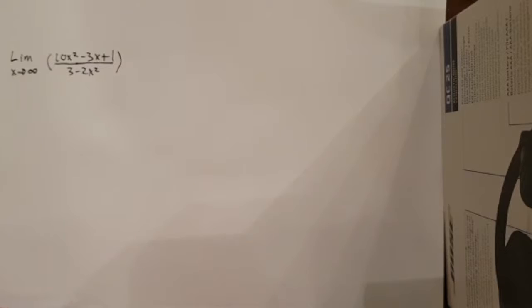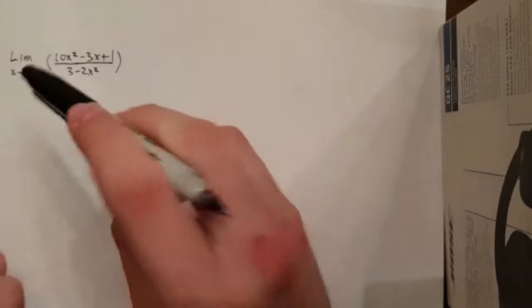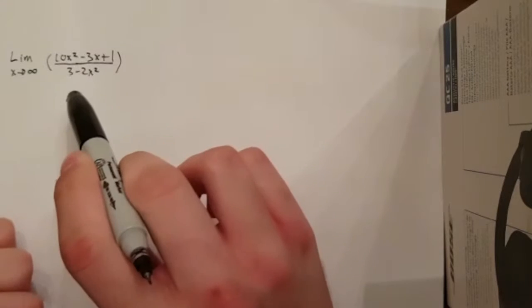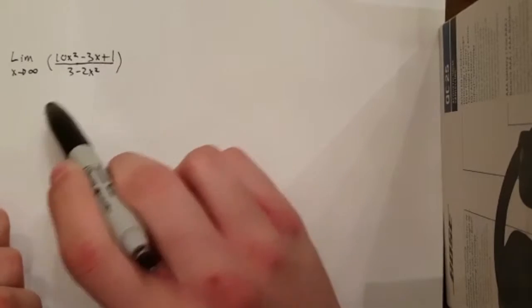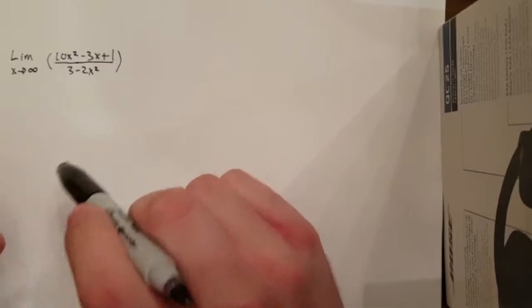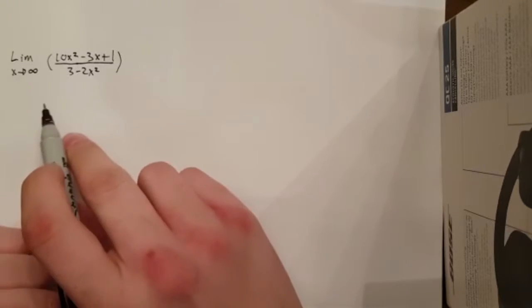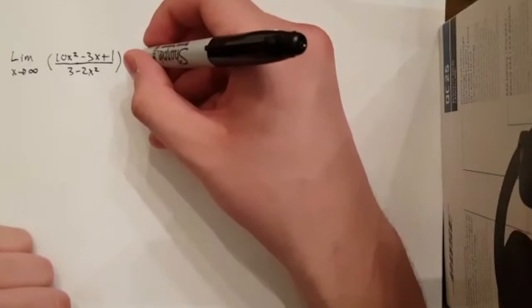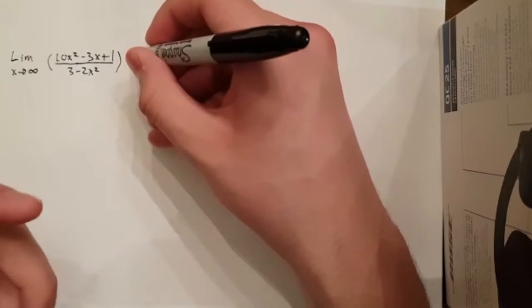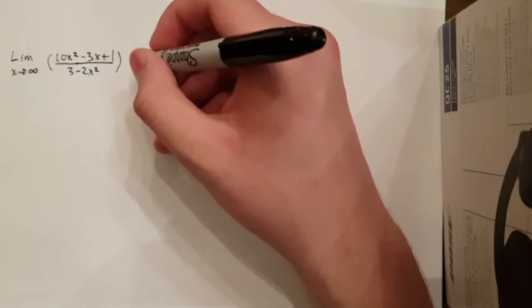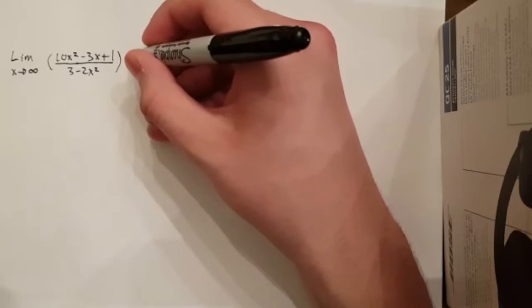Hi, today we're seeing how to solve a problem of limits. The problem is the limit of (10x squared minus 3x plus 1) over (3 minus 2x squared) when x approaches positive infinity. So first of all, when we do these kinds of problems, we always want to keep in mind to always write the notation.